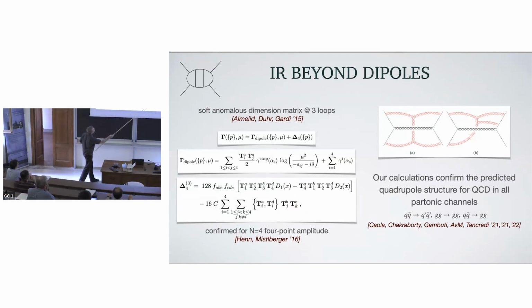And so we computed all partonic channels. And this allowed us to check a prediction by Einan Gardi and collaborators for the general structure of the infrared poles at the 3-loop level. And this is the first time this has been checked really in full QCD, and everything matches perfectly. So in particular, we see that we have these 4 parton correlations, right?